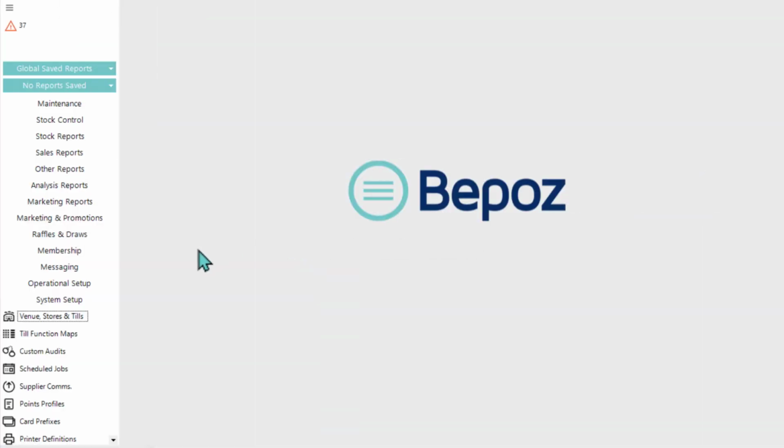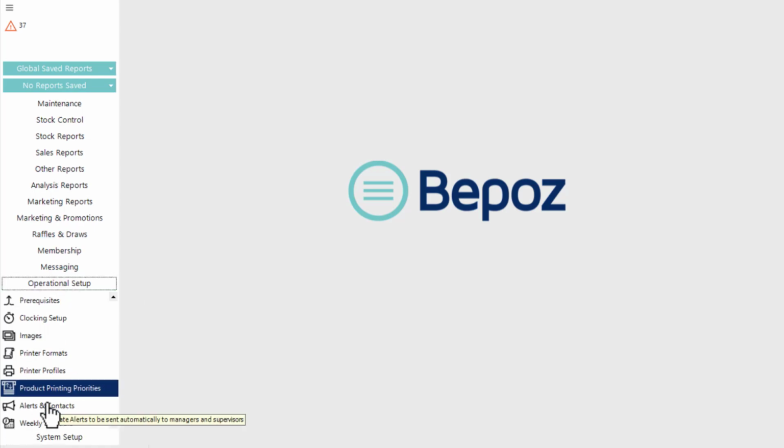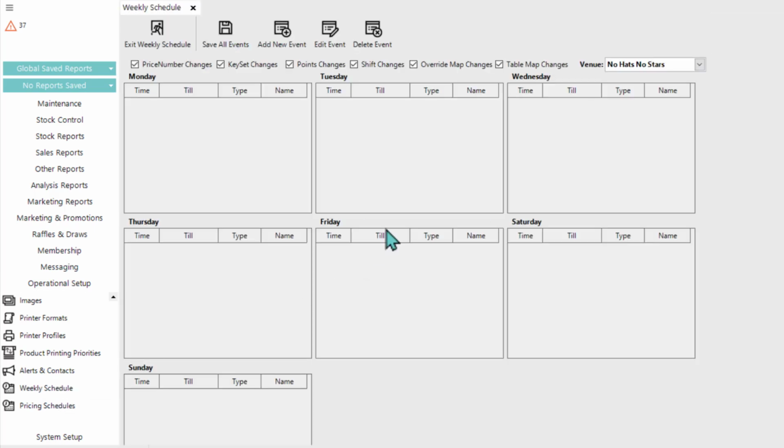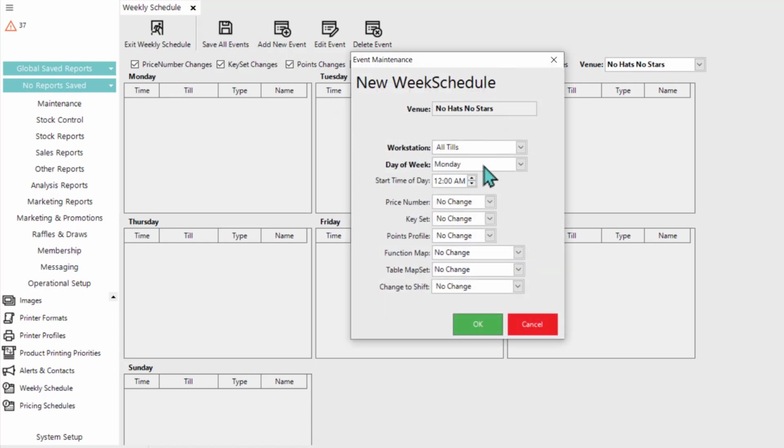And first up is going to be what's called our weekly schedule, which can be found in the operational setup menu. And so if I scroll down, weekly schedule. I know we haven't gone through this yet, but this can be used to schedule changes for a handful of things that we can see up here, a handful of things in the system, including tills' earn points profiles. So we will get more into the weekly schedule later in the course, and we'll cover the other things that it can do. But if I go to add a new event now, we can see quickly how this works.